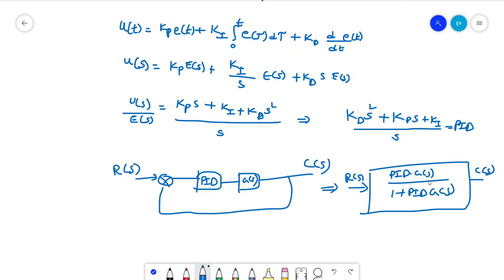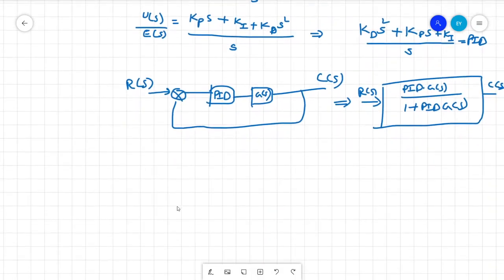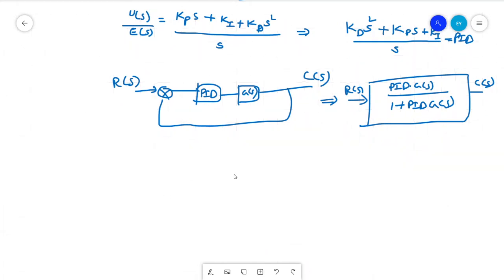So when you are considering this open loop transfer function and drawing the root locus for that, if it is PID, you will get two extra zeros and one extra pole added to the existing plant. Whatever the plant is, the zeros you add depend on KD.